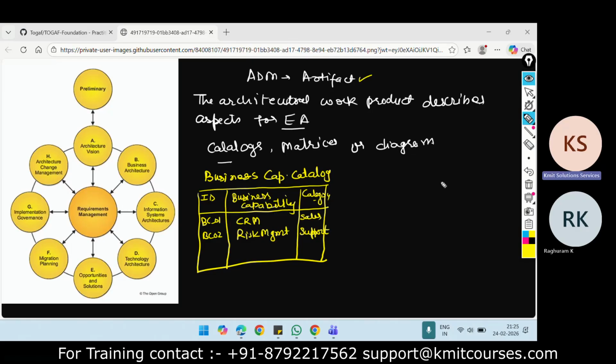Another is the matrix. Let me clean this.